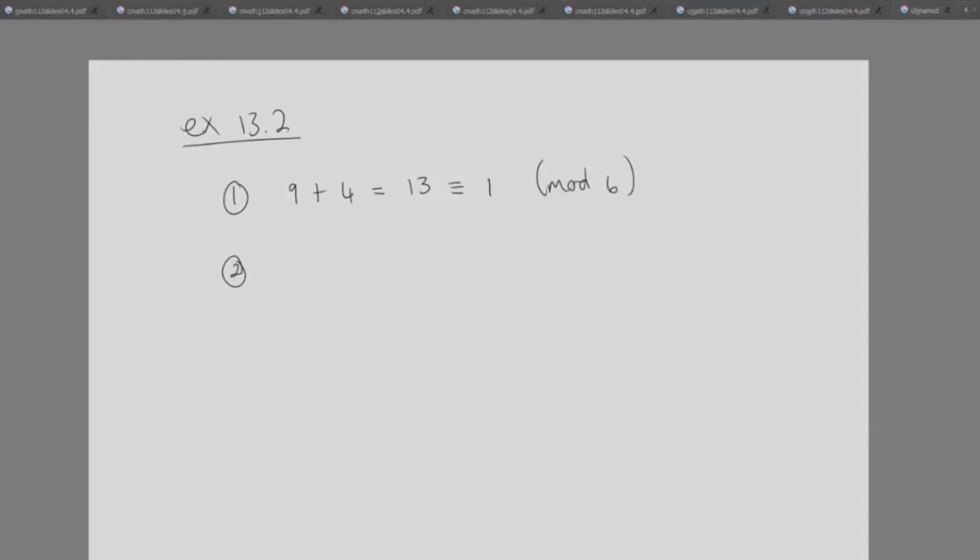Next one, 6 plus 1 is what mod 8? 6 plus 1 is 7. And 7 is a perfectly valid number in my mod 8 circle, so I can stop right there. You can have your equal there, use an equivalency symbol, which is technically more correct for reasons we don't need to worry about too much.